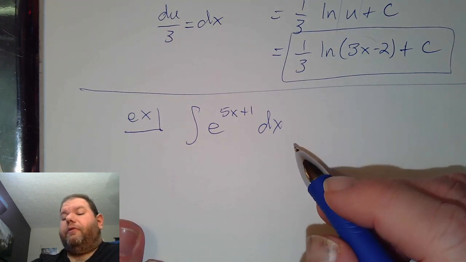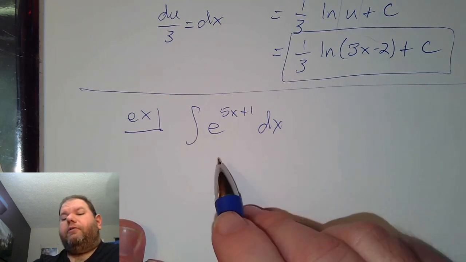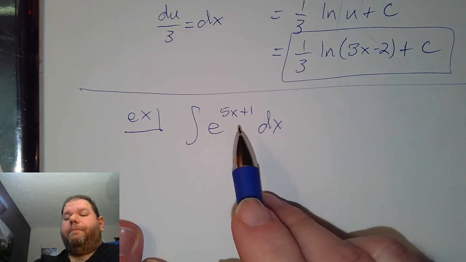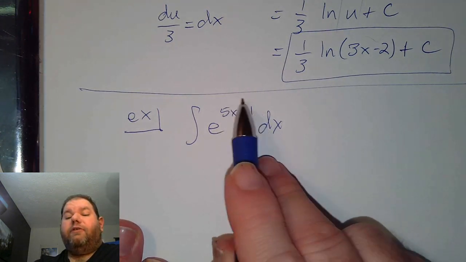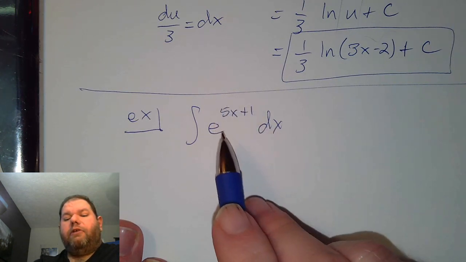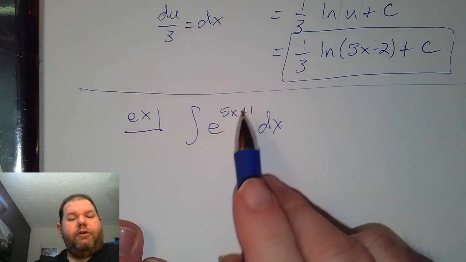Now, again, we know that the integral of e to the x is e to the x. But that's also true if we have a u. The integral of e to the u is e to the u. x and u are basically the same thing. It's just a different letter, a different variable. But they mean the exact same thing. So if we can change this to be a u instead of 5x plus 1, that'll make it something we can integrate. e to the u integrates as e to the u.